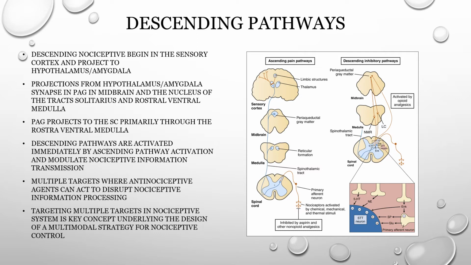The descending pathways are activated immediately by the ascending nociceptive pathways and modulate nociceptive information transmission. Because there are multiple different neurotransmitters and neural relays in the ascending and descending pathways, there are multiple targets at which anti-nociceptive agents can act to disrupt nociceptive information processing. Targeting simultaneously multiple targets in the nociceptive system is the key concept underlying the design of a multimodal strategy for nociceptive control and hence multimodal general anesthesia.